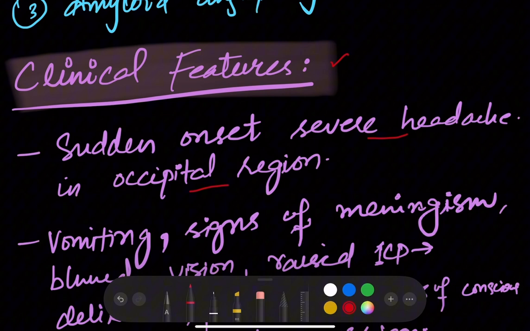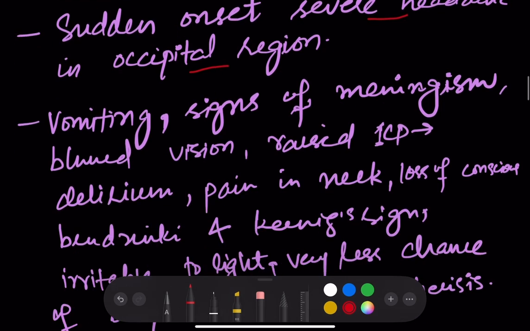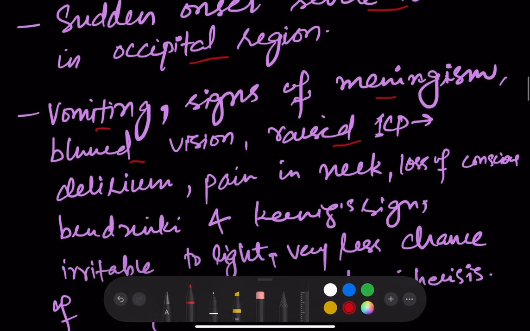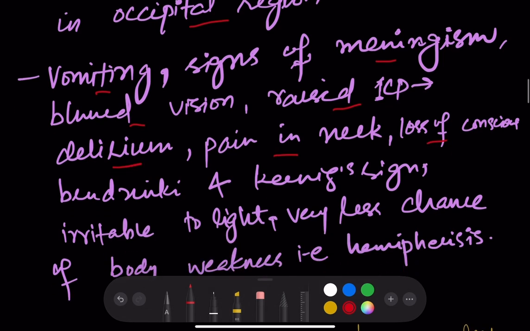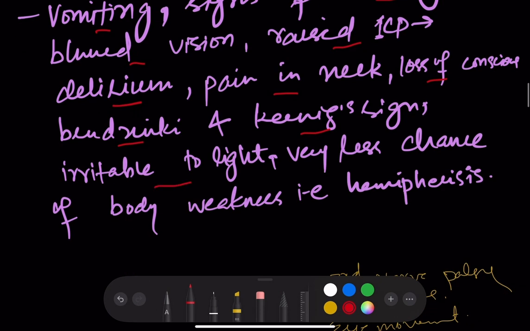So in subarachnoid hemorrhage, severe headache in the occipital region will occur, vomiting and signs of meningism, blurred vision, raised intracranial pressure, delirium, pain in the neck, loss of consciousness, positive Brudzinski's and Kernig's signs, irritability to light, and very less chance of body weakness, that is hemiparesis. These are the clinical features that will help you to differentiate the subarachnoid hemorrhage from the stroke.